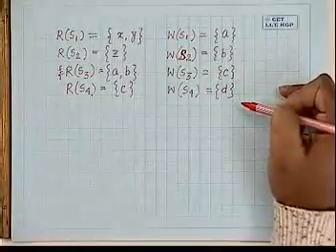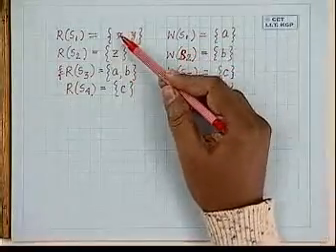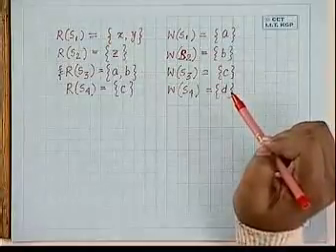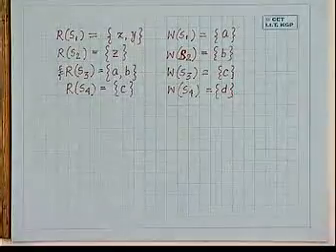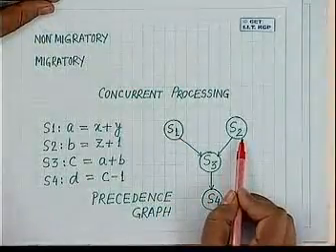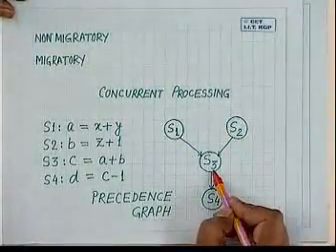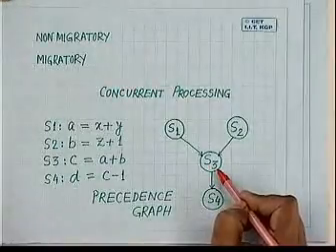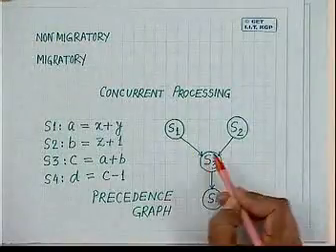Now, you can find out the precedence relation by studying this read set and write set. So in this example, we have said that we can execute S1 and S2 in parallel, concurrently. But S3 cannot be executed concurrently, neither with S1 nor with S2.